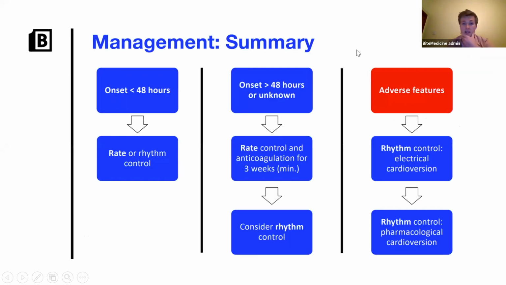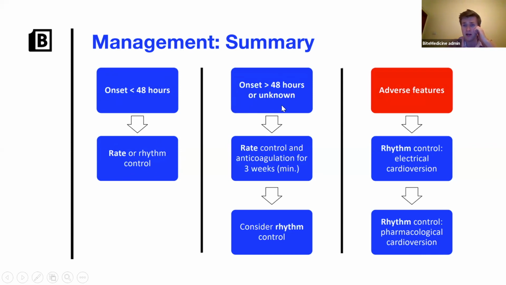So management, this was taken from one of Azim's previous webinars on AF. The first thing you have to ask yourself is how long they have had the AF. If it's less than 48 hours, then think about rate or rhythm control, and we'll have a little look at which one you would go for. But we felt that in this case, this woman would benefit first of all from rate control.